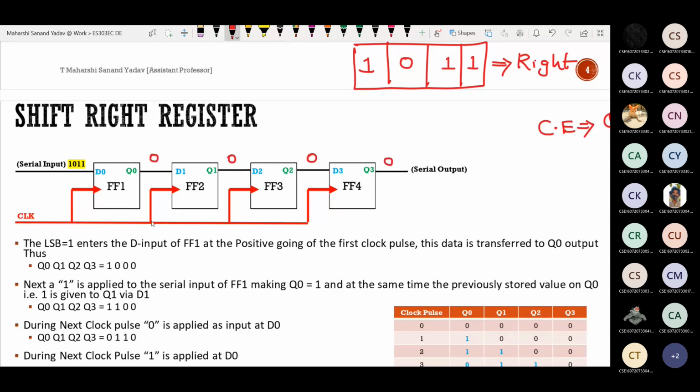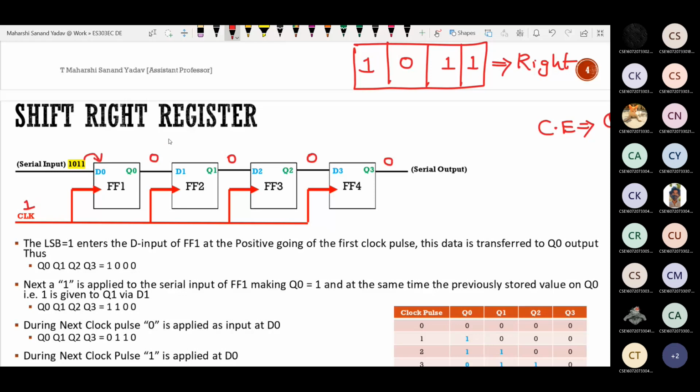Now, is this a synchronous or asynchronous clock? Synchronous. So this clock is synchronous. Simultaneously you are applying the clock to each and every flip-flop. So at the 0th clock pulse the content is 0. Now when you apply the first clock pulse, the least significant bit enters into the flip-flop. Means this 1 will be given to D0.